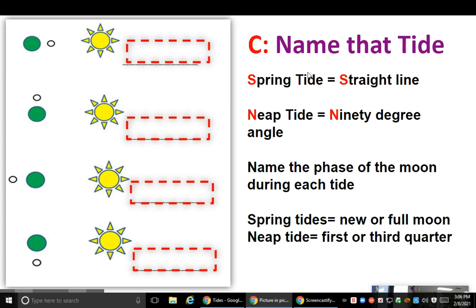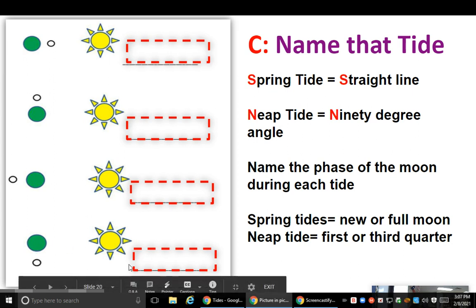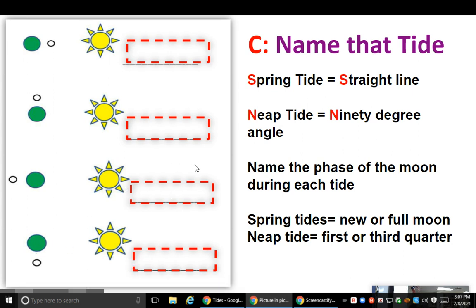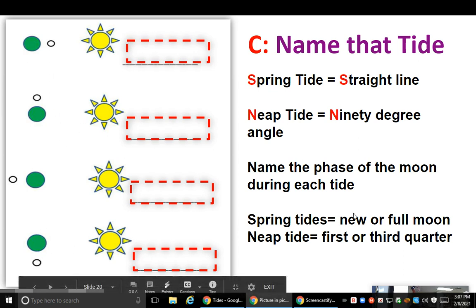Let's name that tide. So remember, a spring tide would be a straight line. A neap tide would be a 90-degree angle. Okay, and you'd have a spring tide here and then another neap tide here. So remember, your spring tides occur at a new moon when the moon is in between the sun and the earth, and a full moon when the moon is behind the earth. Your neap tides are where you're going to have a first quarter moon and a last quarter moon.